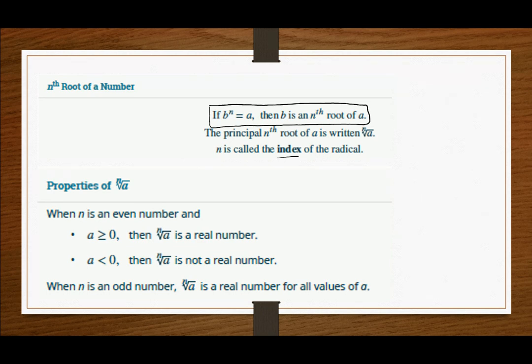Now there are some interesting properties here to note. For instance, it says when n, the index of the root, is even, and the number that we're trying to take the nth root of is positive, then that value is going to be real. It's going to be a real number. However, if we're trying to take the even index root of an expression that is negative, that is always going to result in an imaginary number or a not real number, as it's stated here. If n, the index of our root, happens to be odd, though, then we can always get a real number for the values of a. We'll see why this is in just a moment.